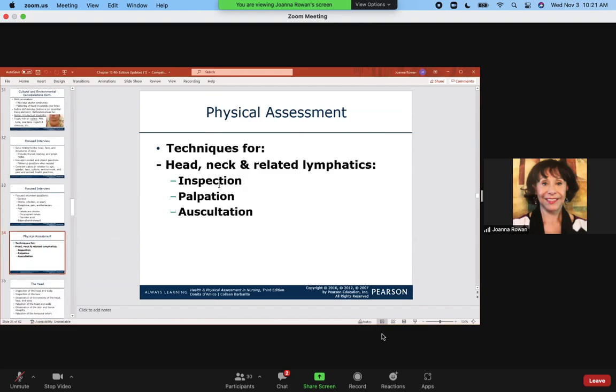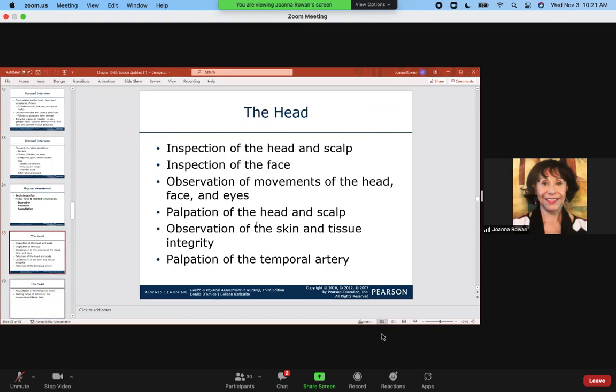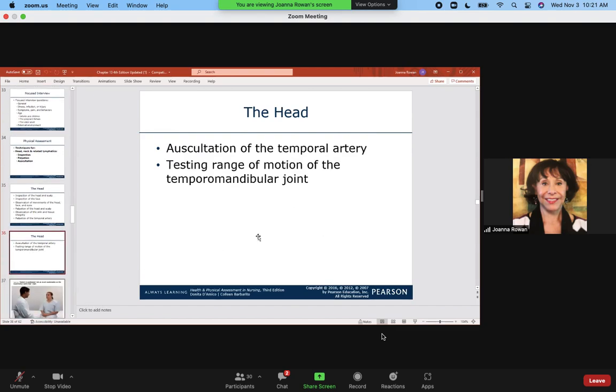Techniques, know the techniques for the physical assessment. Head, neck, and related lymphatics. You inspect, palpate, and auscultate only. And the head, we are not going to go into great detail here because on week 8, we are going to describe how it is done. Hopefully, we might end up going on week 8 to the school, to the skills lab, so we can see how every skill is really done, so everybody's on the same page. We'll talk a little bit more about that later.